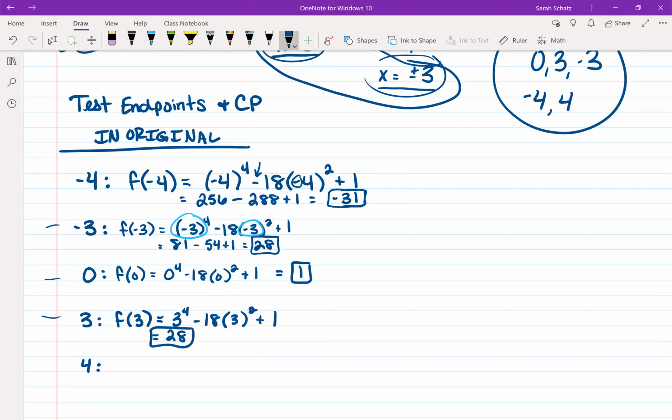What do you think is going to happen on the +4? I think it's going to be very similar. You guys, because these negatives disappeared, I'm going to get the same thing when I put in a +4. And again, you can still work them out if you're not really sure if that's what's going to happen. But either way, I've got 5 values.